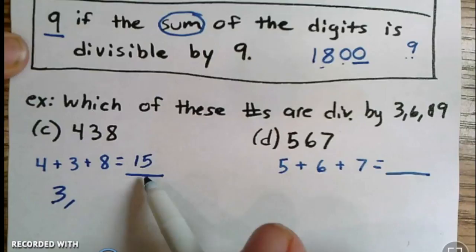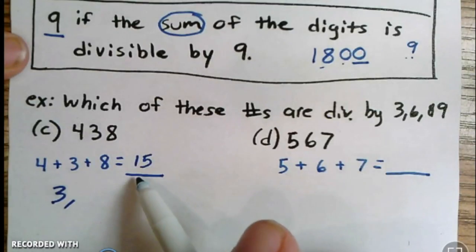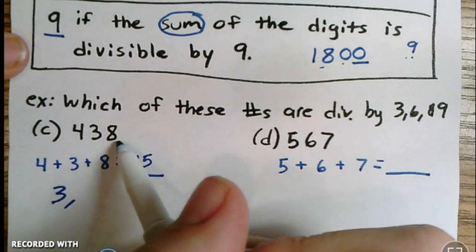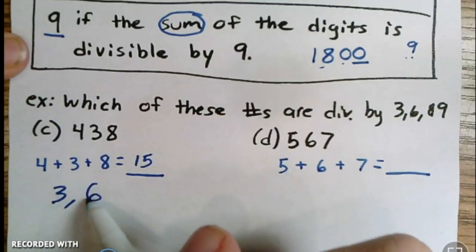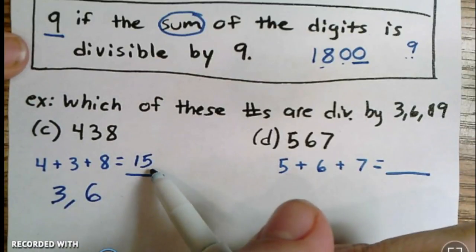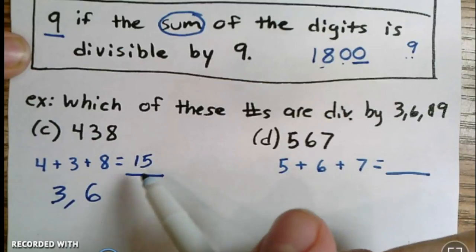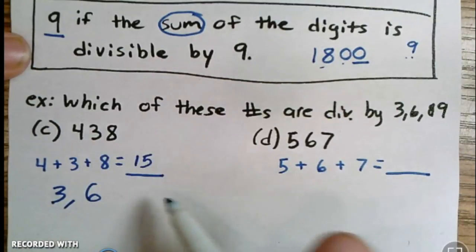This number is. Is 15 divisible by 3? Yes. Is this number even? Yes, so this number is also divisible by 6. Is 15 divisible by 9? No, so this number is not divisible by 9.